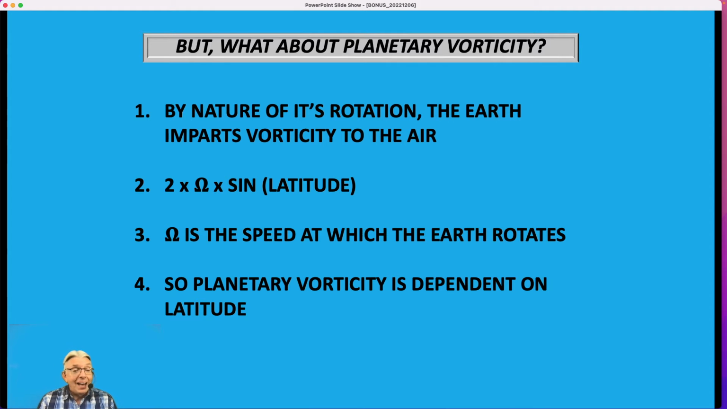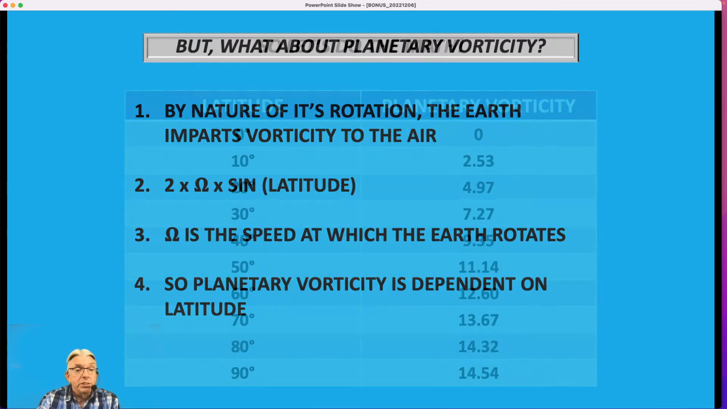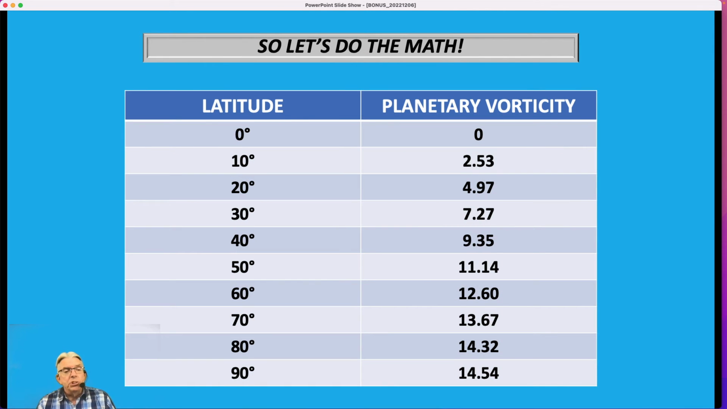And so that, in a sense, is what causes this cyclonic vorticity, or counterclockwise vorticity, to be generated by the Earth's rotation itself. So here's a table showing the values here by latitude.